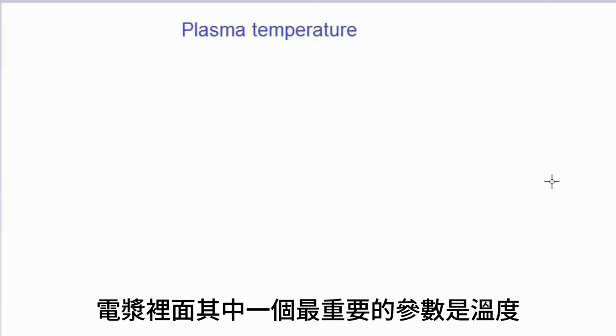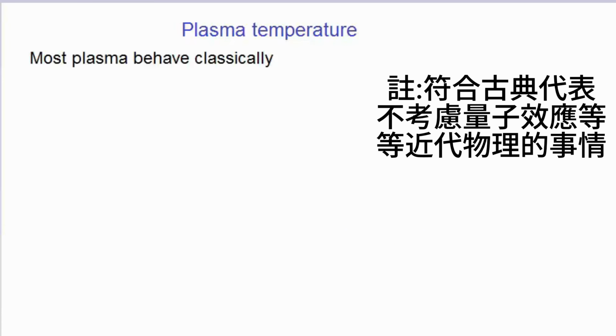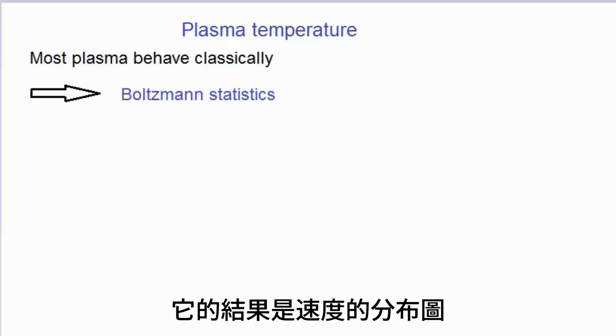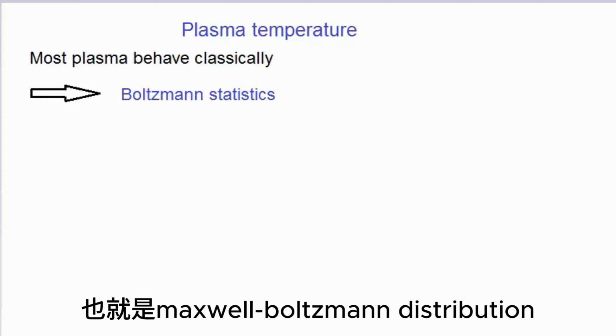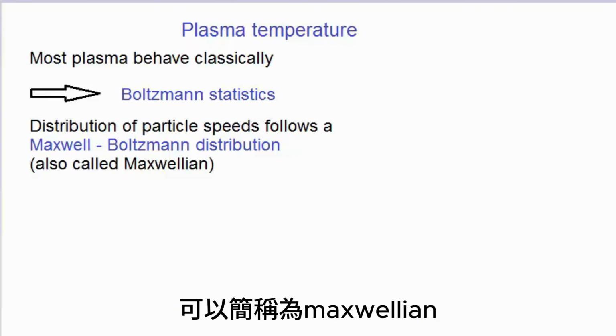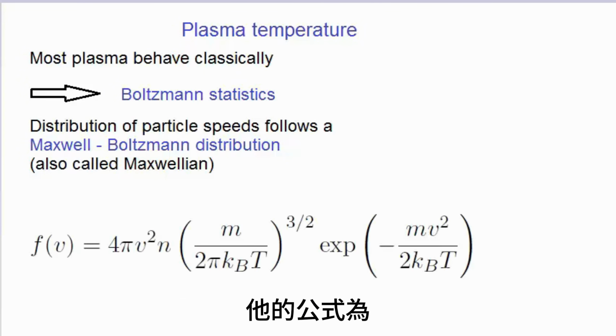One of the main parameters of a plasma is its temperature. The collisions between the particles in a plasma behave classically. That means they follow Boltzmann statistics. The result is that you end up with a distribution of speeds known as a Maxwell-Boltzmann distribution. For short, we call it a Maxwellian. The expression for the Maxwellian is given by this.